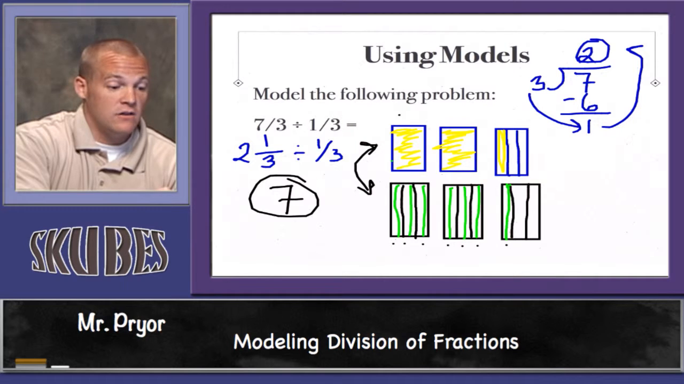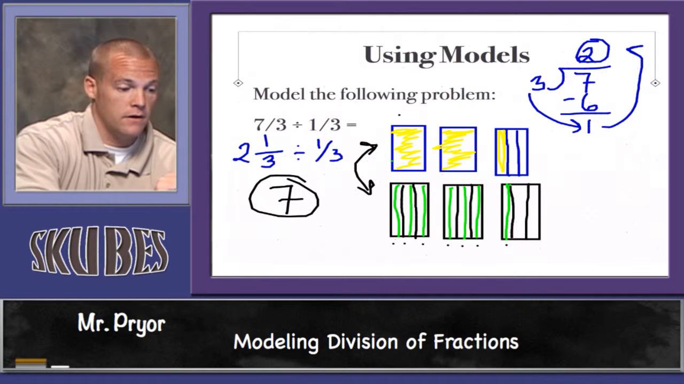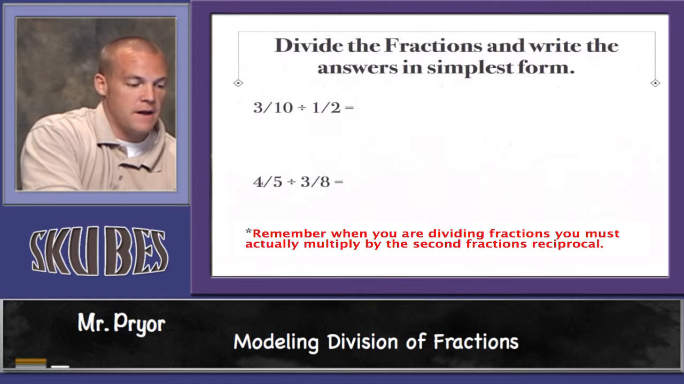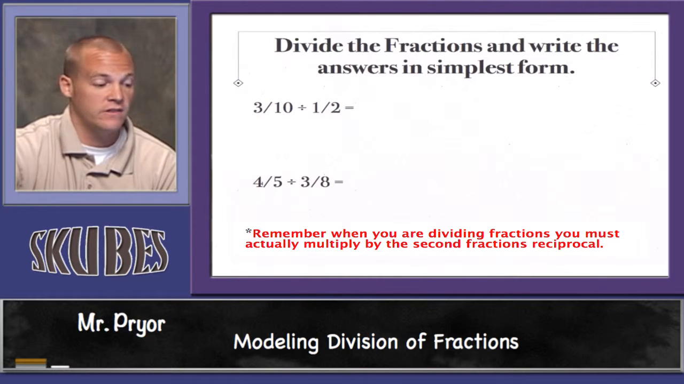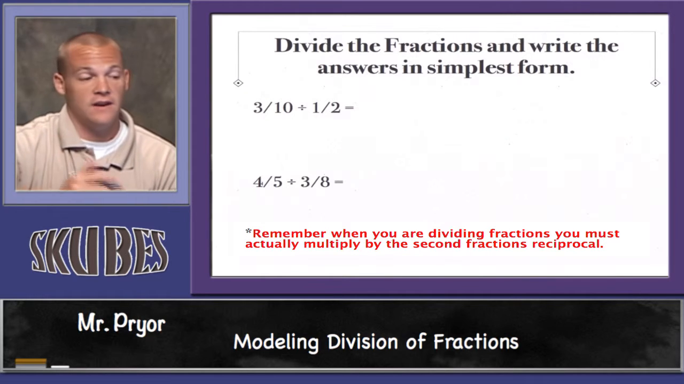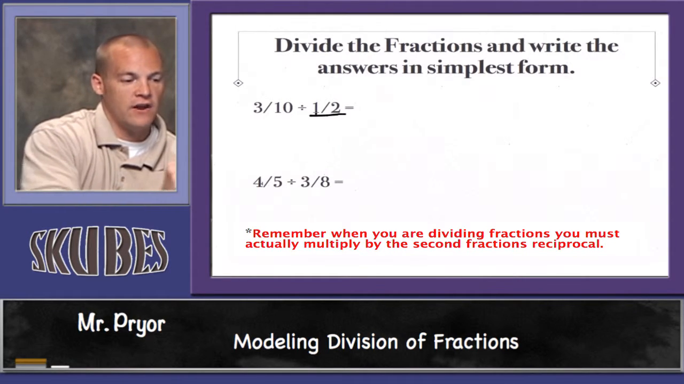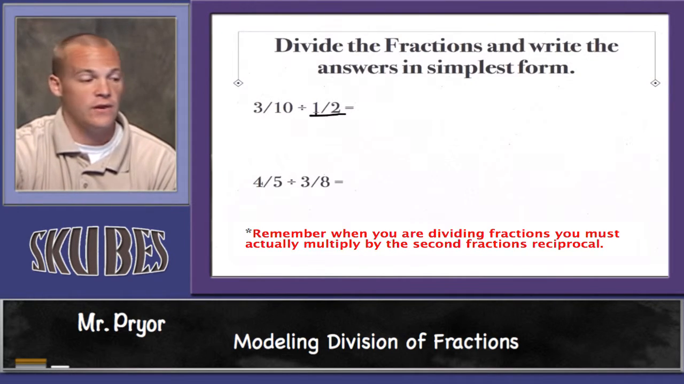Now we're actually going to show you how to do that with the algorithm, mathematically I should say, on our next examples. So to divide the fractions, you can see down here at the bottom in red, this is a very key point here at the bottom that you need to remember. When you're dividing fractions, you must actually multiply by the second fraction's reciprocal. So in other words, I'll put that in terms as we work through this first example that hopefully you might understand. 3/10 divided by 1/2. This second fraction here needs to become its reciprocal in order to correctly do division of a fraction.